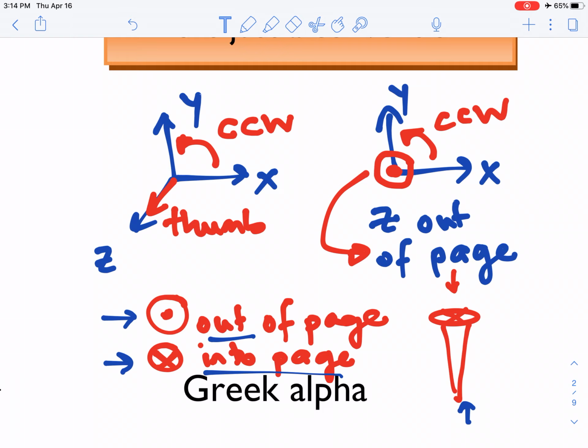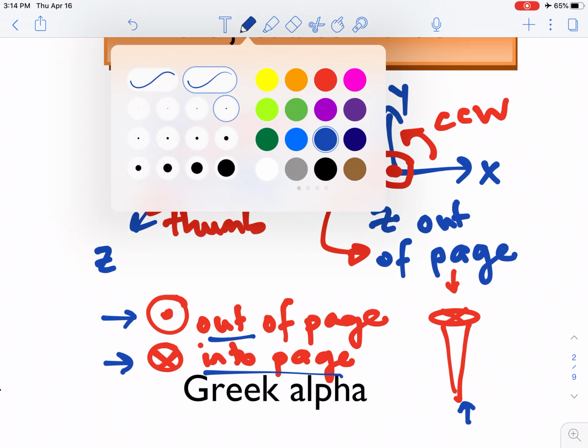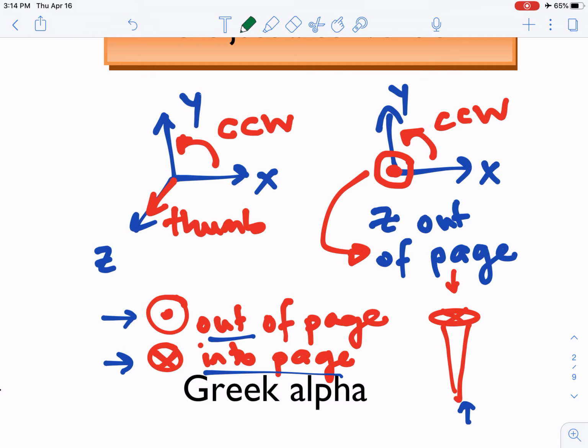So if you do a similar thing, let me just change the color here, for the clockwise rotation. Let's say that rotation is clockwise. Then what do you get? Again, you turn your fingers that way, but now you need to flip your thumb 180 degrees so that it faces towards the negative z direction, opposite to the positive z. And that is negative z.